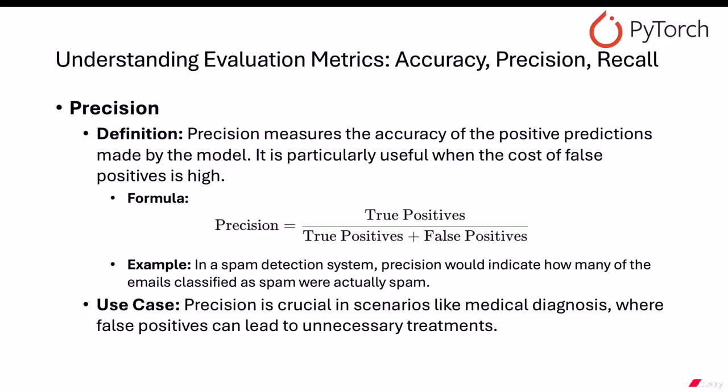Precision. Precision measures the accuracy of the positive predictions made by the model. It is particularly useful when the cost of false positives is high. The formula is precision equals true positives divided by true positives plus false positives. An example is in a spam detection system, where precision would indicate how many of the emails classified as spam were actually spam. Use case: precision is crucial in scenarios like medical diagnosis, where false positives can lead to unnecessary treatments.